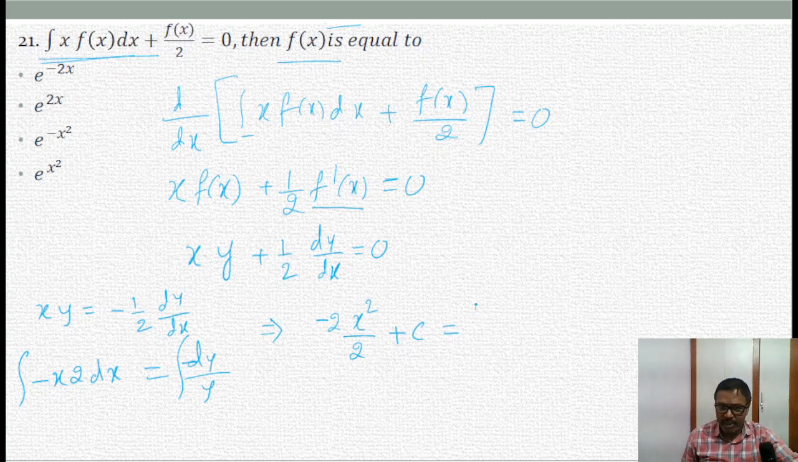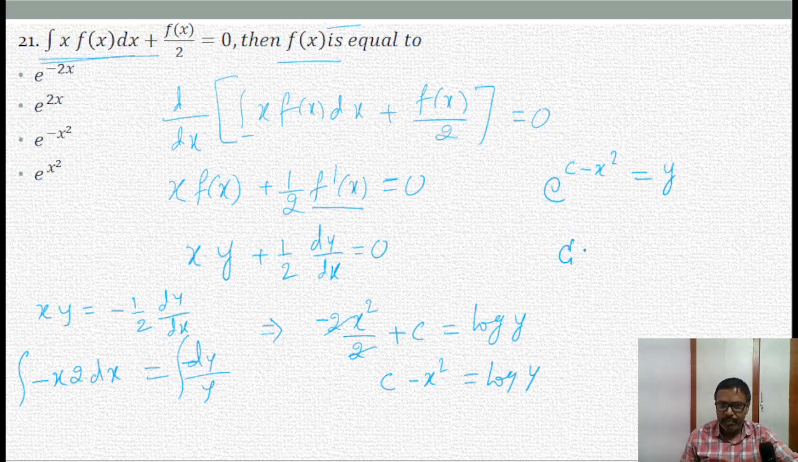The integration of 1 by y is log y. Now 2 and 2 will get cancelled. So we are getting c minus x square is equal to log y. We need the y value, so we take the exponential function on both sides. We will get e to the power c minus x square is equal to y, since e and log are inverse of each other. So we got y is equal to this, where e to the power c is c.